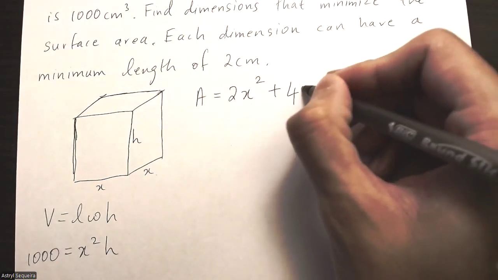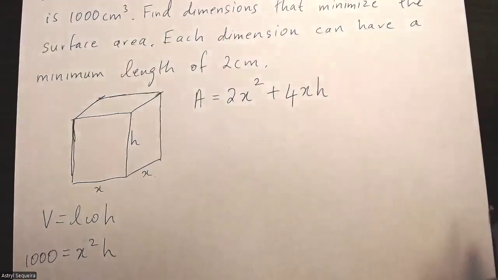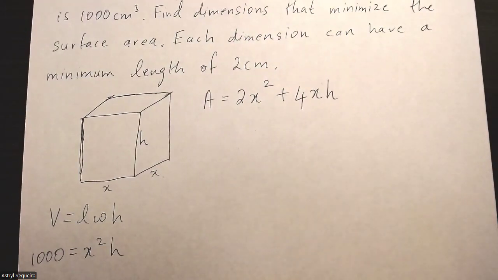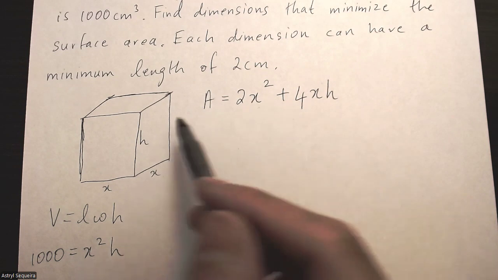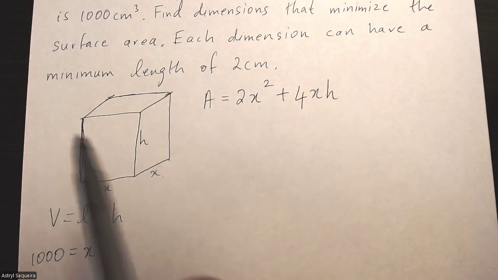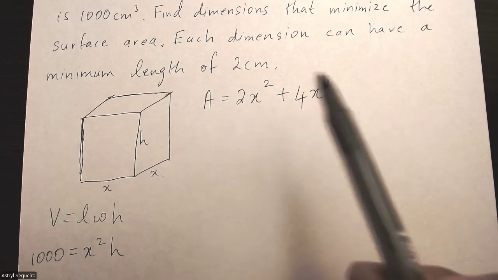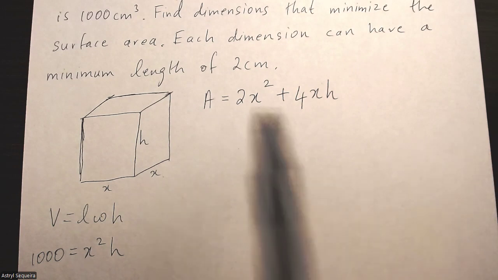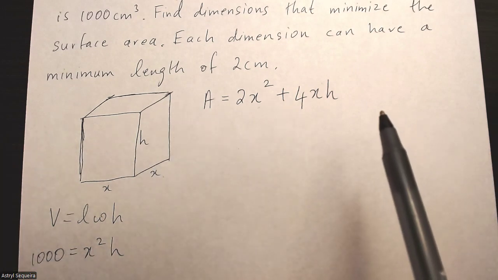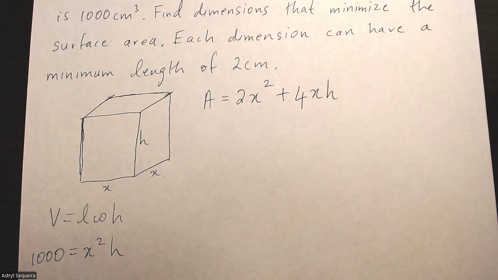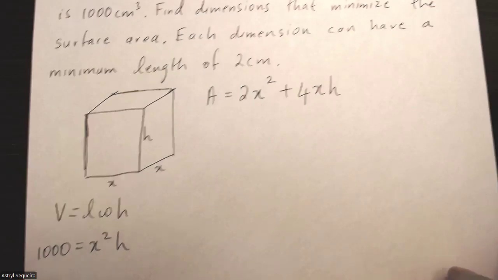So that's just 4xh. And since this is just an area question, it's not a cost question, I can just write out this equation instantly. If it was a cost equation, I would have to write out each side separately and then multiply the cost of each side with whatever that side area was. But since this is just minimizing an area question, I can just combine them instantly over here.